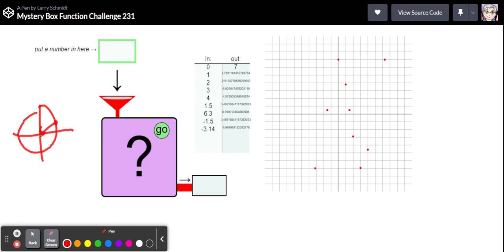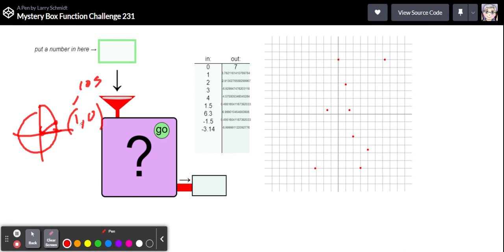So at 0, right here, we're at the point 1, 0. And we are not at 0, so I'm thinking it's not sine. We're not at 1 either. We're up here at 7. So this is the cosine. I think this is going to be our cosine.